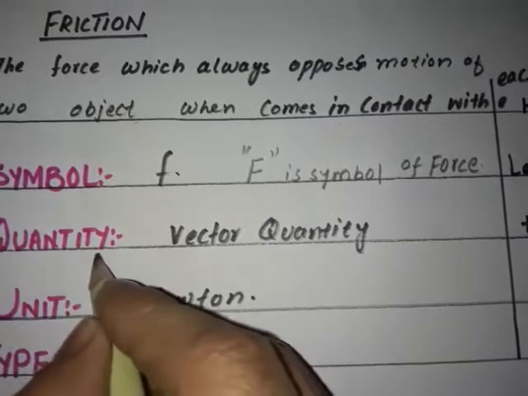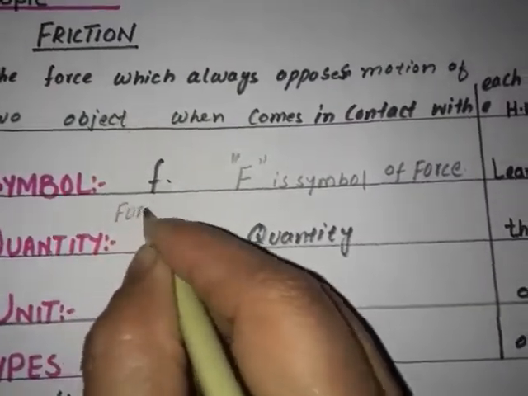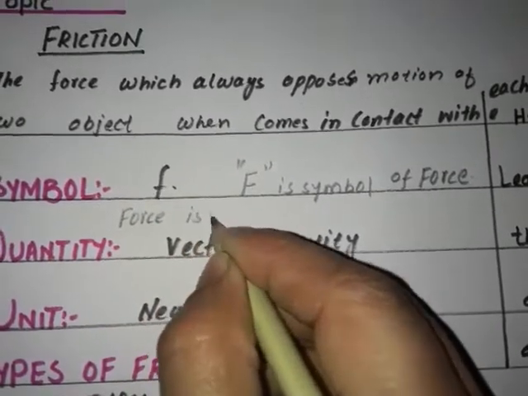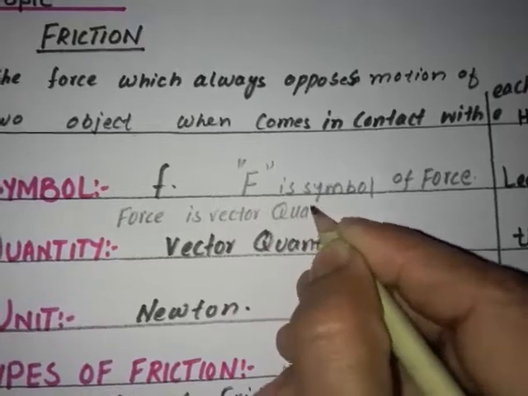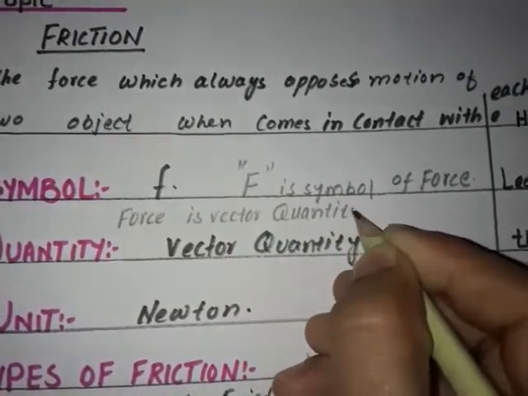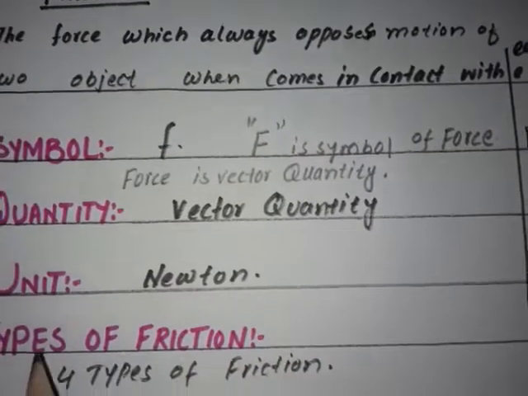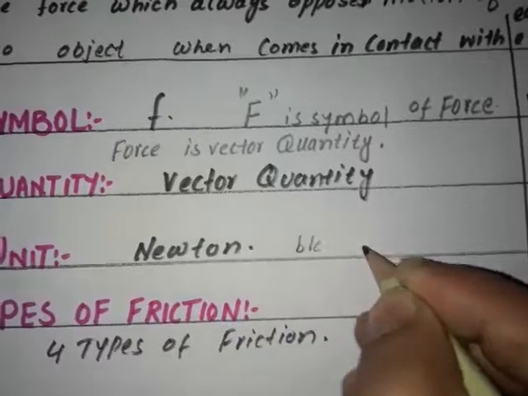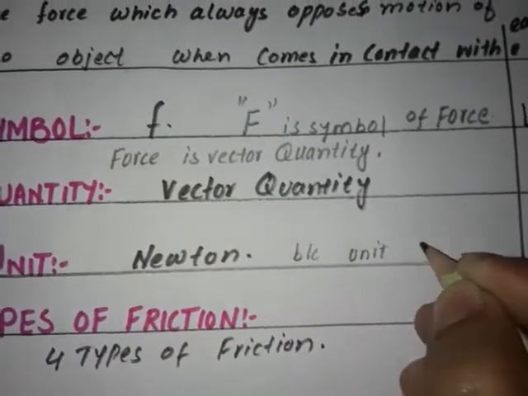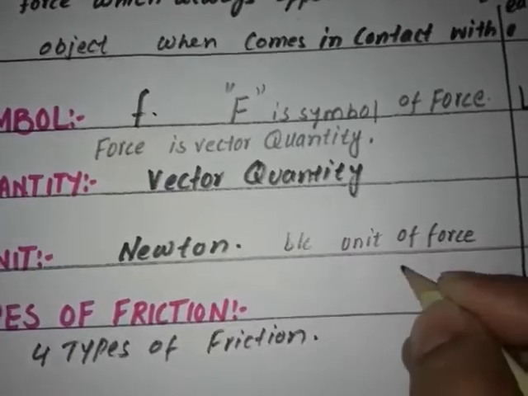Quantity. Which type of quantity is friction? Friction is a vector quantity because force is a vector quantity, and friction is also a force. So that's why friction is a vector quantity. Its unit is Newton because the unit of force is Newton.